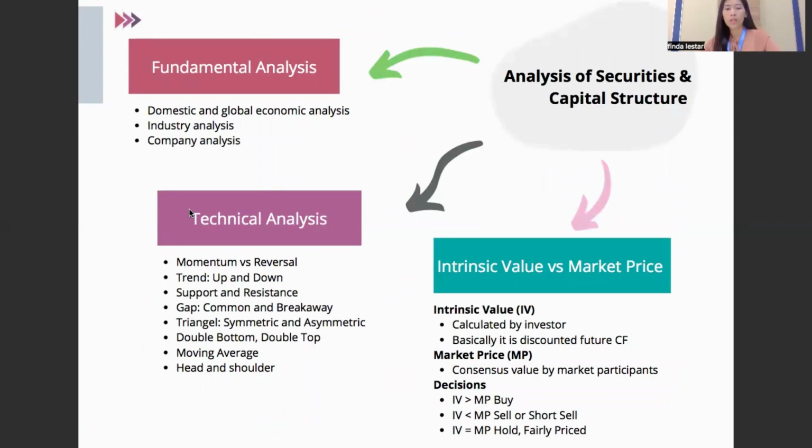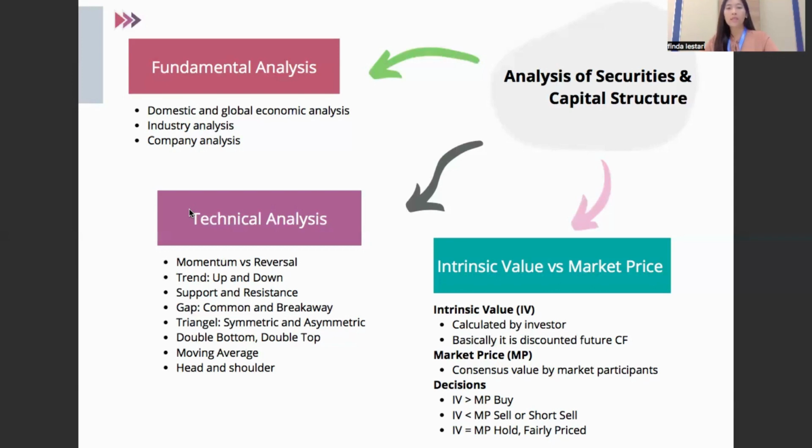The next topic we learned about is the analysis of securities and capital structure. There are 3 points: fundamental analysis, technical analysis, intrinsic value versus market value. In the fundamental analysis, we should analyze the domestic and global economic analysis, industry analysis, and then the company analysis. About the technical analysis, we have to analyze the momentum versus reversal, trend, whether it is uptrend or downtrend, and about support and resistance, gap, common and breakaway, triangle, symmetric and asymmetric, double bottom, double top, moving average, and head and shoulders.